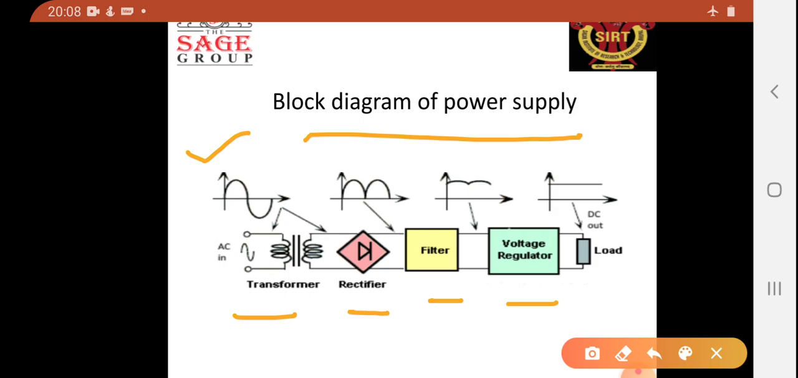The secondary of the transformer is connected to the rectifier circuit. So the input of the rectifier receives the AC, and the rectifier converts it into DC power. This is DC power, but it is not pure DC. Pure DC is a constant voltage, but this is not constant voltage. So the rectifier output is not pure DC. It contains some AC content also.